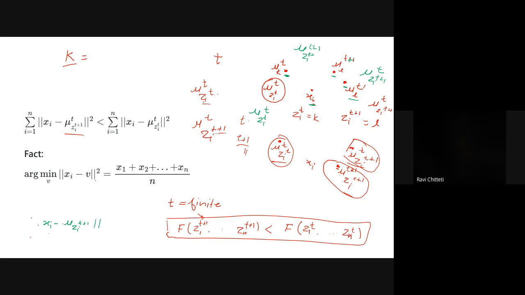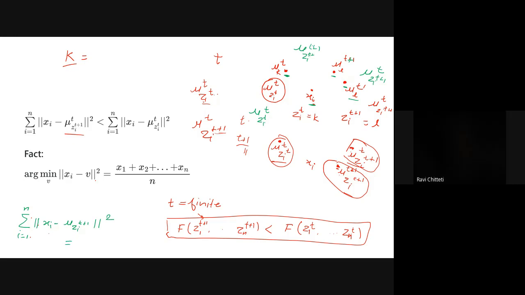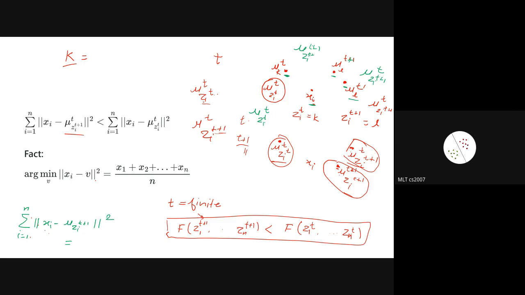Yeah. So the function per se will be the entire equation on the left side of the inequality, right? Yeah. So this is my objective function at t plus one iteration. This is the ith data point, and in t plus one iteration, it belongs to this cluster. So I will take the distance from the mean of that cluster, and I will do it for all such data points. This will be my objective function, right?